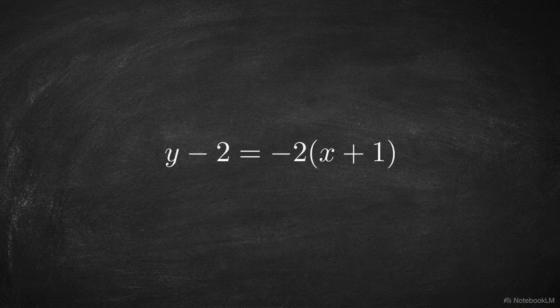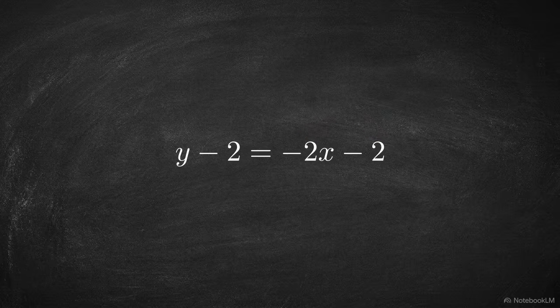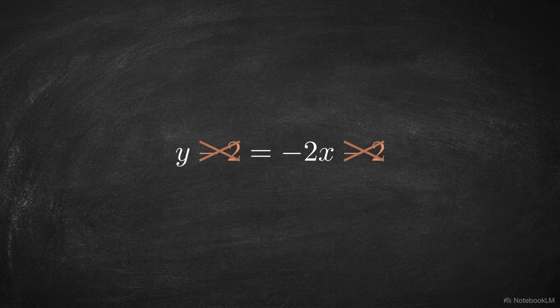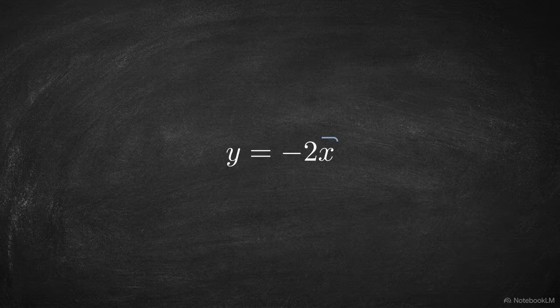Now we simplify the equation by distributing the -2 across the terms inside the parentheses. This gives us -2x minus 2 on the right side. We have a -2 on both sides of the equal sign, so they cancel out. The equation is now simplified to y equals -2x.